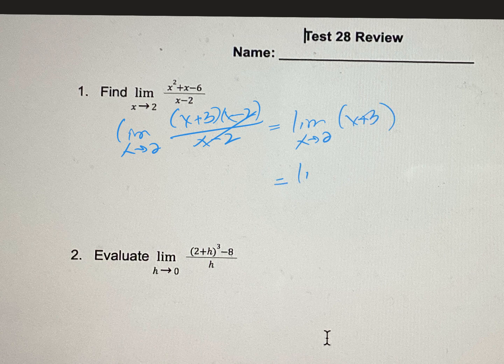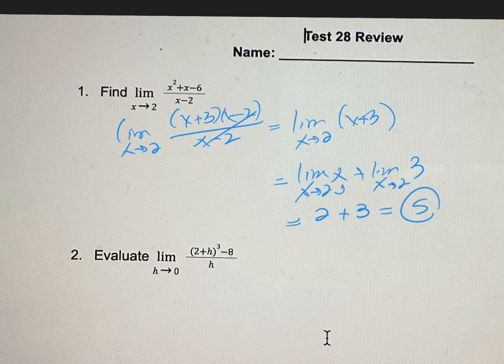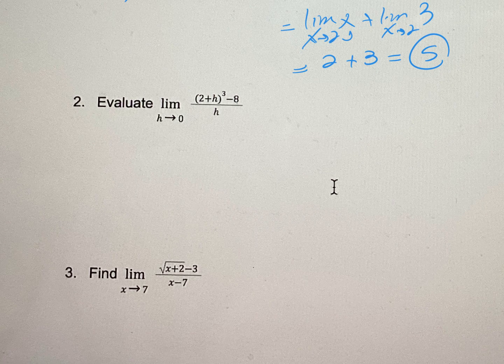And because it's addition, I can separate that and go the limit as x approaches 2 of x plus the limit as x approaches 2 of 3. I can plug the 2 in for the x. If you have a constant, it's just a constant. Limit is 5. Number 2, same type problem.